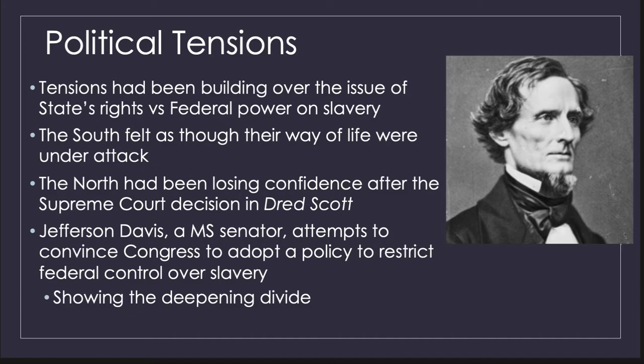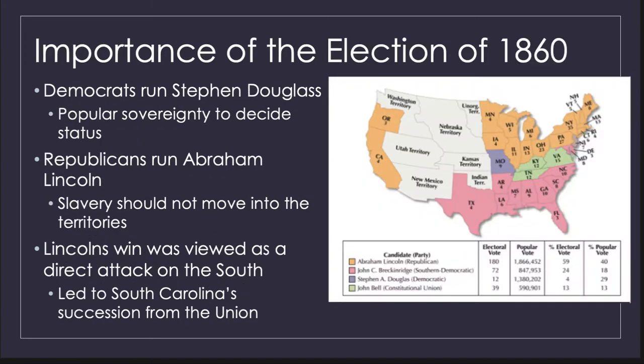You're going to see Jefferson Davis, a Mississippi senator, attempting to convince Congress to adopt a policy to stop any federal control over slavery. And this just illustrates that the divide between the North and the South is deepening. Both sides are getting to a point where they are closer to fighting. Each is feeling threatened, each is feeling low. And this is how Lincoln enters politics. This is when the election of 1860 is happening.